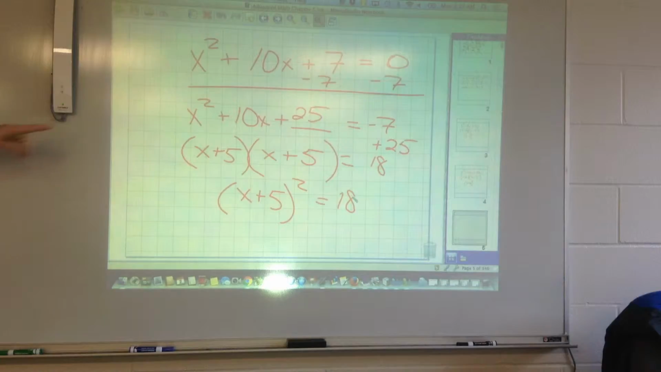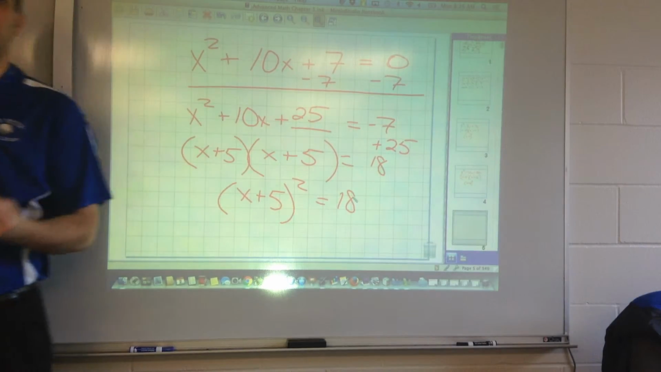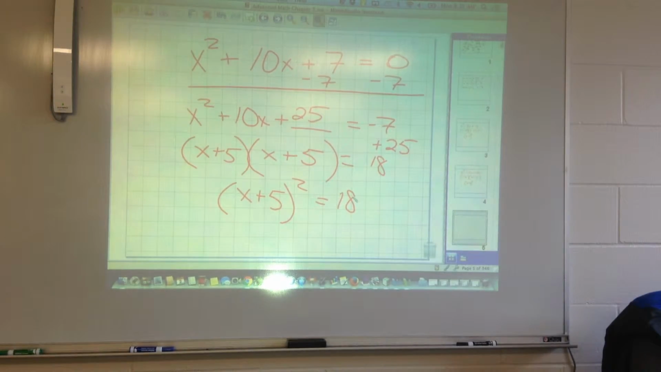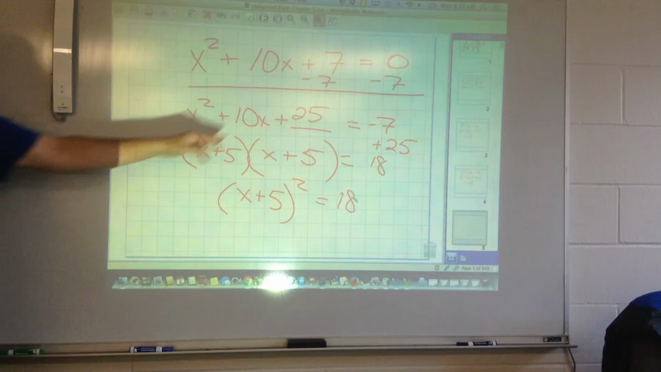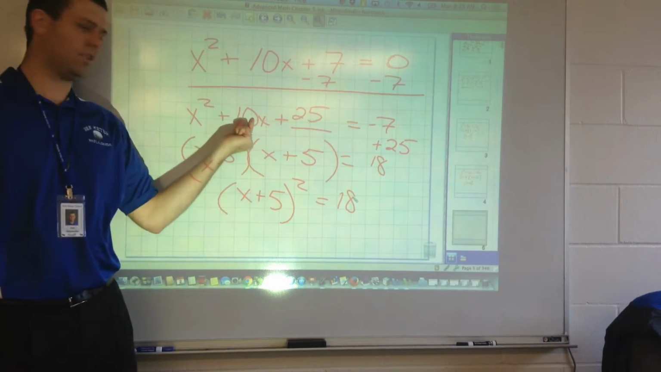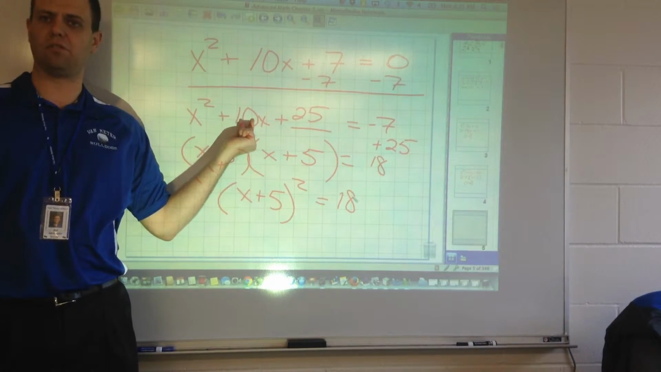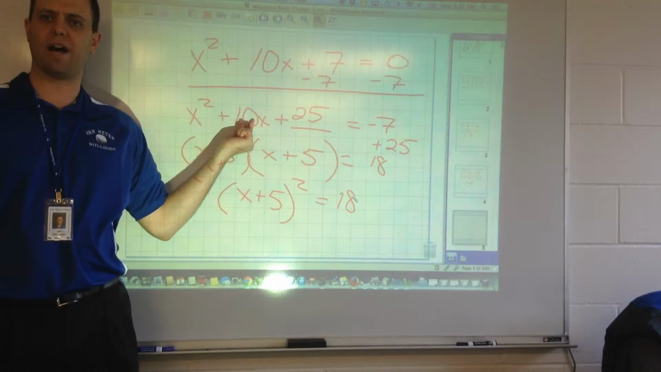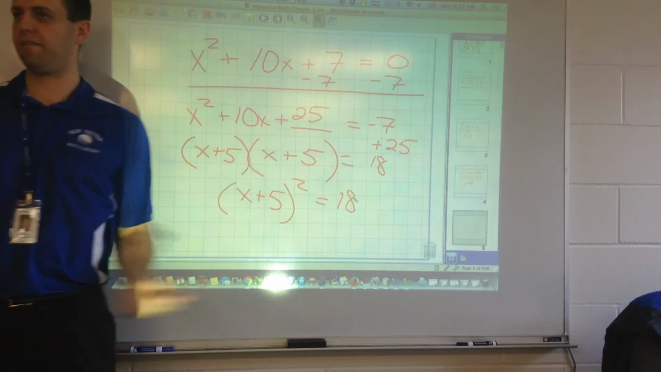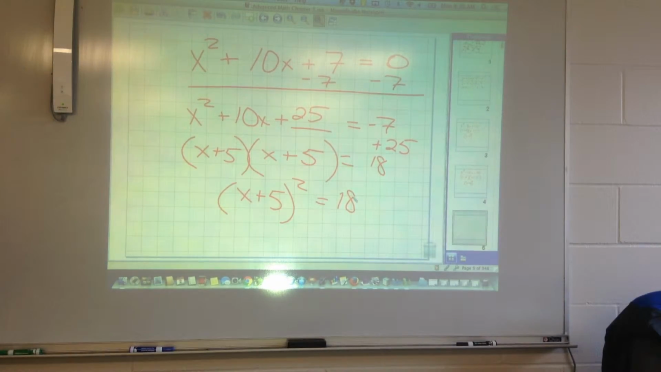What I just did there by filling in that blank was I completed the square. I created a perfect square by adding something to that side of the equal sign. I made that become a perfect square. How do I come up with the number that has to be? You take this value, you cut it in half, and then you square it. So 10 cut in half is 5. 5 squared is 25. Okay?